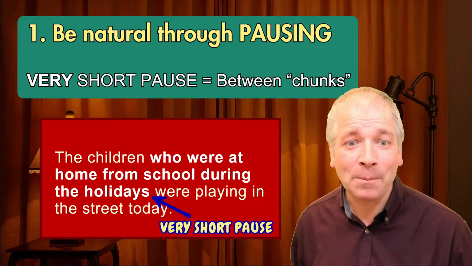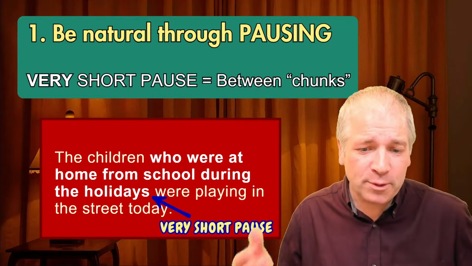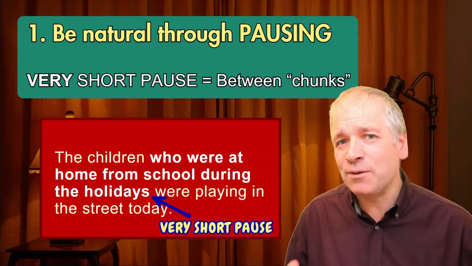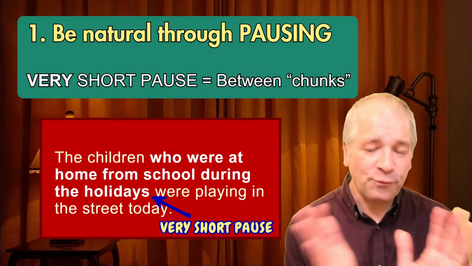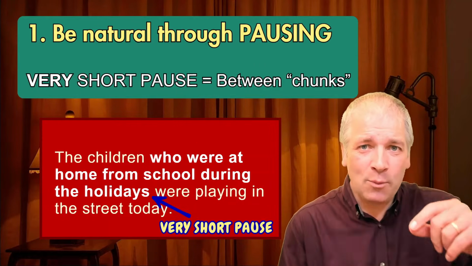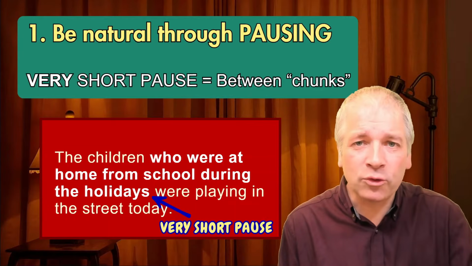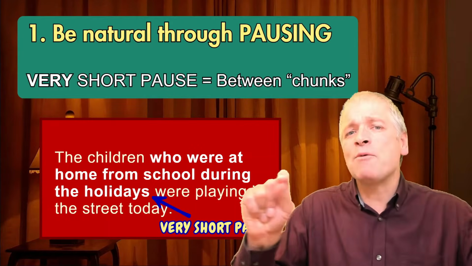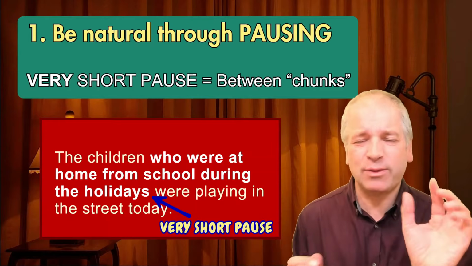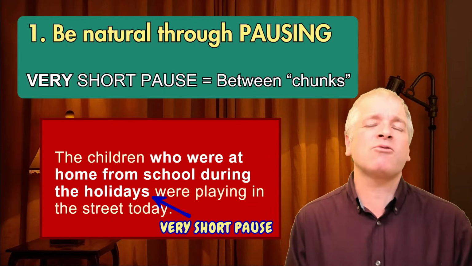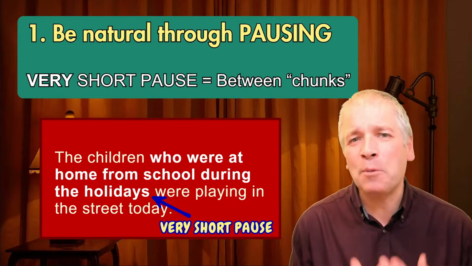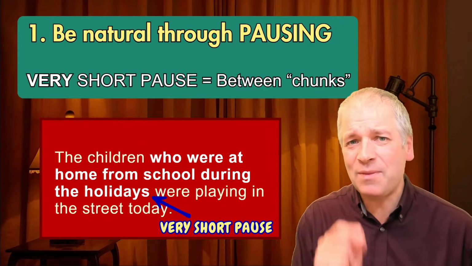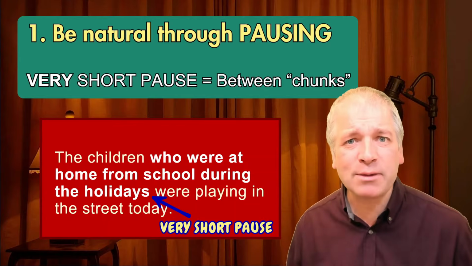For example here, the children who were at home from school during the holidays were playing in the street today. Now here there's no clause break. The first part of the sentence, where we have the words in bold, represents a longer noun phrase. It's all one noun. It's the noun children, but with extra descriptive information. It's so long that the extra pause helps us to distinguish between that noun phrase and the rest of the sentence.